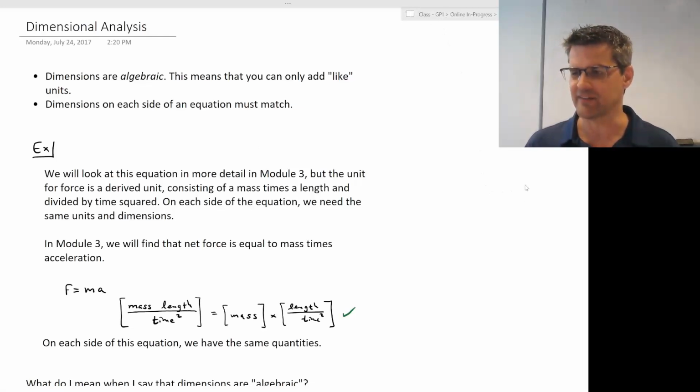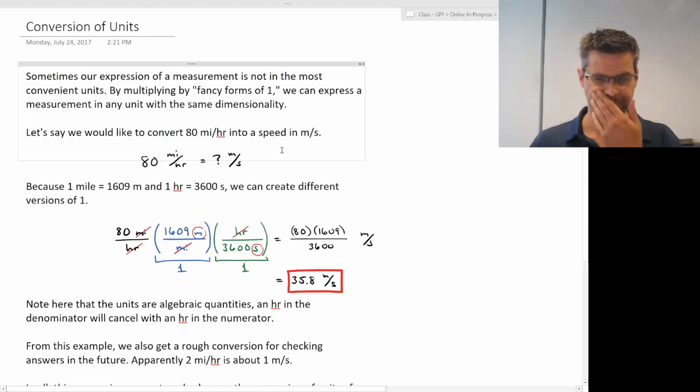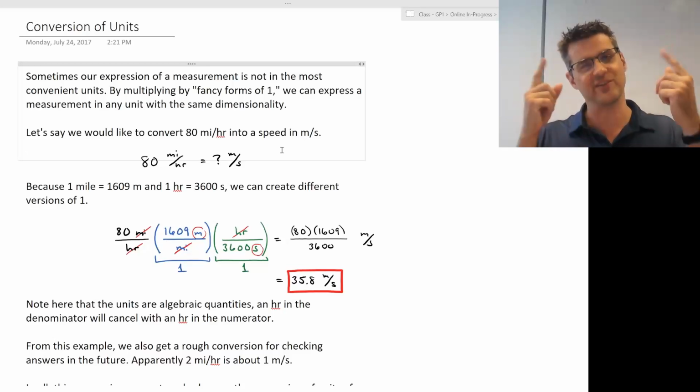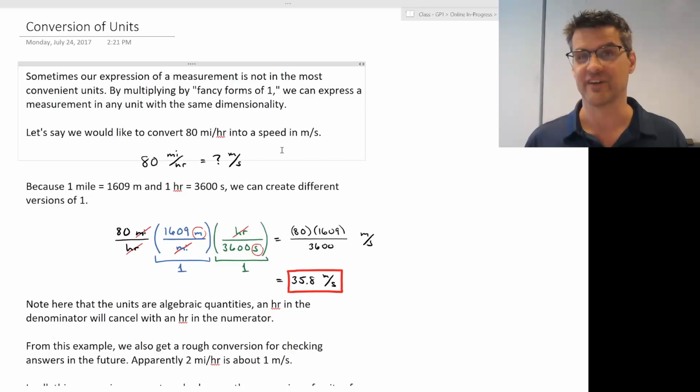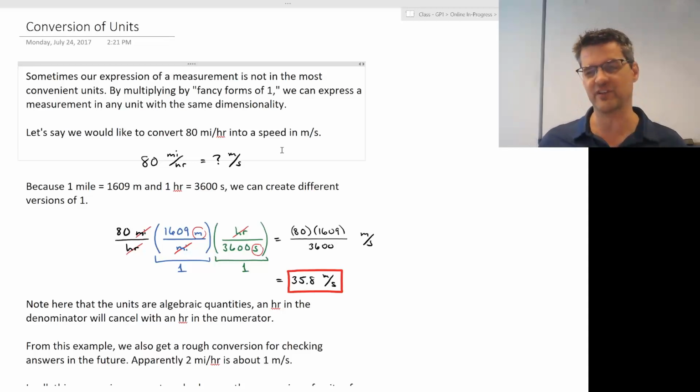Now to do that, the last thing we want to look at is a conversion of units. So sometimes we need to turn something into something else. And the way that we do that is to keep track of the algebraic nature of the units, but we want to multiply times different forms of 1. Because I can take any number, multiply by 1 without changing it. So when we're converting units, what we're doing is taking advantage of that fact.